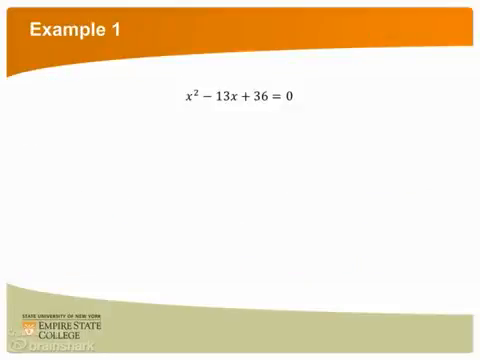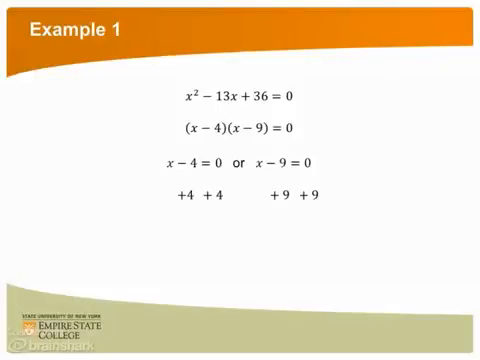Suppose we have the equation x squared minus 13x plus 36 equal to 0. Note that we already have all our information on one side of the equal sign. We can proceed to factoring the quadratic. Recall that we want factors of positive 36 that add to negative 13. After we factor, we have x minus 4 times x minus 9 equal to 0. We split the two factors into separate equations. We have x minus 4 equals 0 or x minus 9 equals 0.